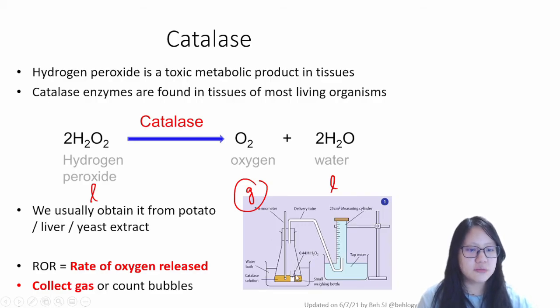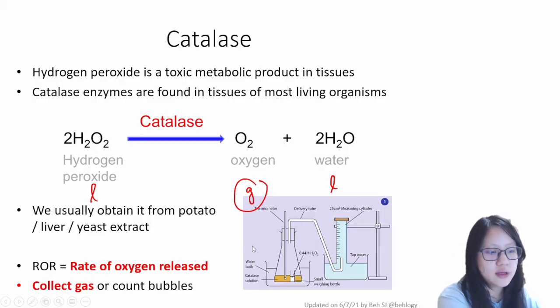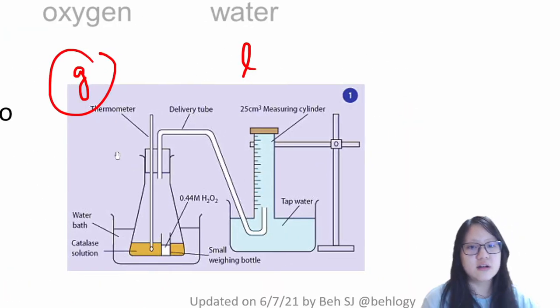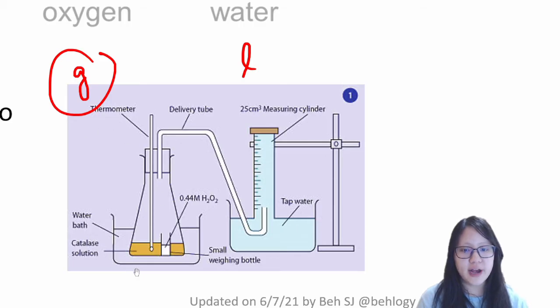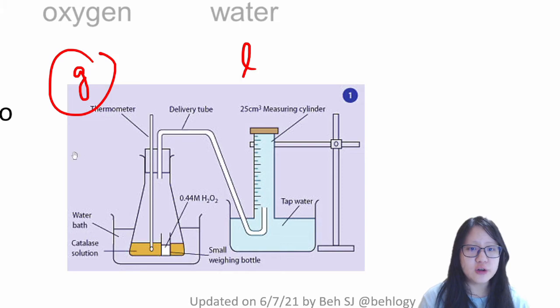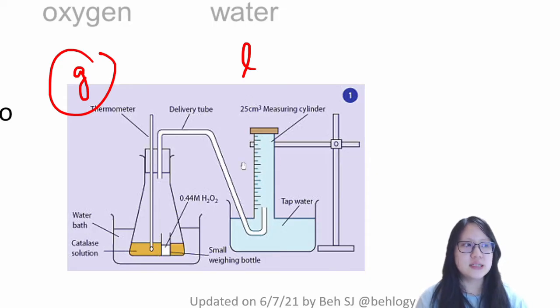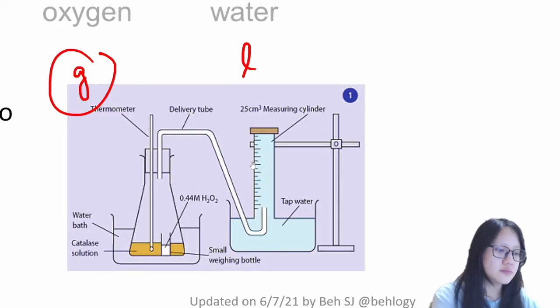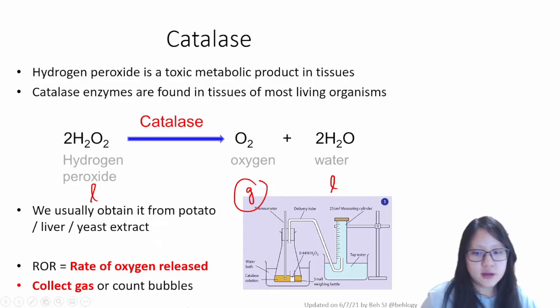So we have the reaction mixture here. Let's zoom in a little bit. If you see here, we have a reaction mixture at the bottom, catalase with H2O2. Okay, and then you have a thermometer maybe to keep the temperature constant, and whatever gas is produced will enter this delivery tube, go inside here and displace the water here. So over time, you can see how much oxygen is produced. So yeah, that's a way to do it.